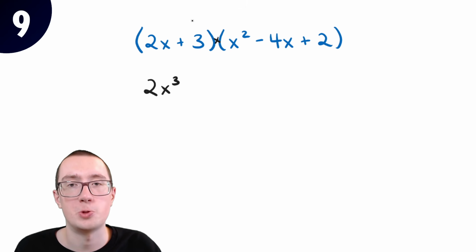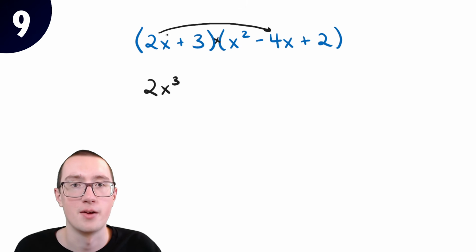Next, we need to multiply the 2x to the minus 4x. And remember, the minus signs always stay. So we have one minus sign. The minus sign is going to stay. 2 times 4 is 8. And then x times x is x squared.